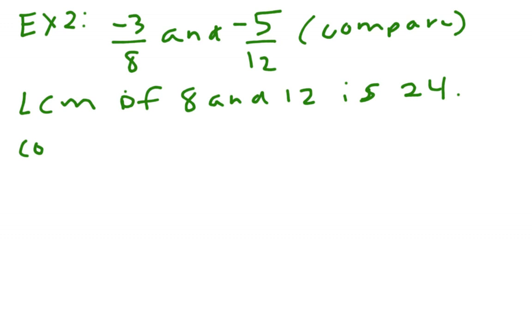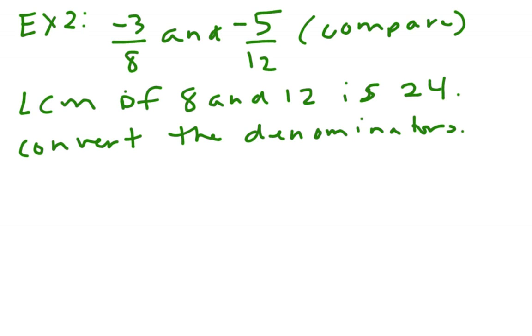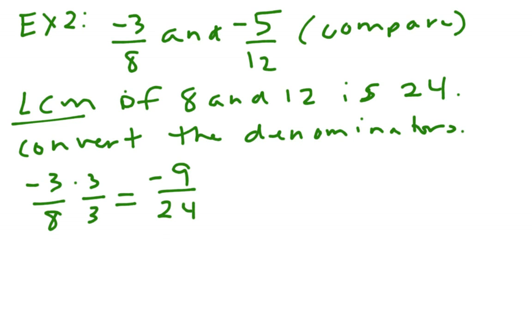So then we're going to convert the denominators to the LCM. So we've got -3/8 times 3 over 3, because it's going to take me 3 times 8 to get to 24. So that's going to be negative 9 over 24, and negative 5 over 12, multiplied by 2 over 2. That's what it takes to get from 12 to 24, sorry.